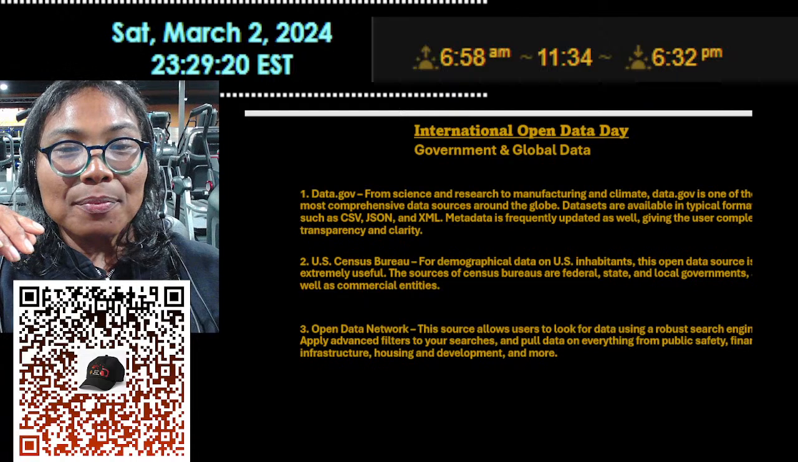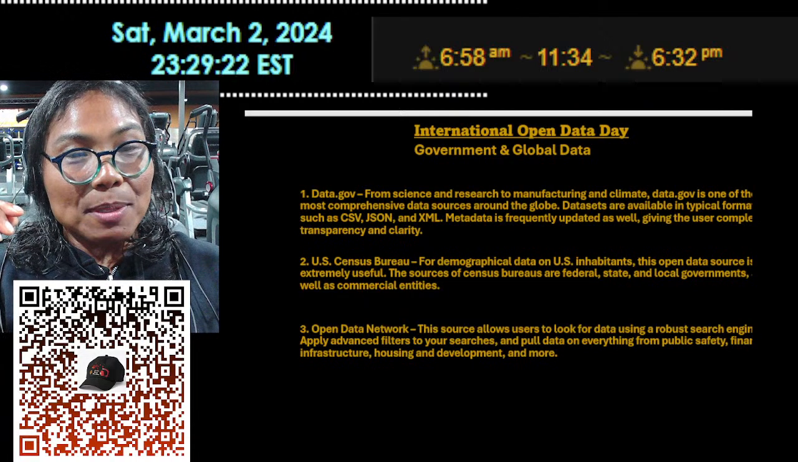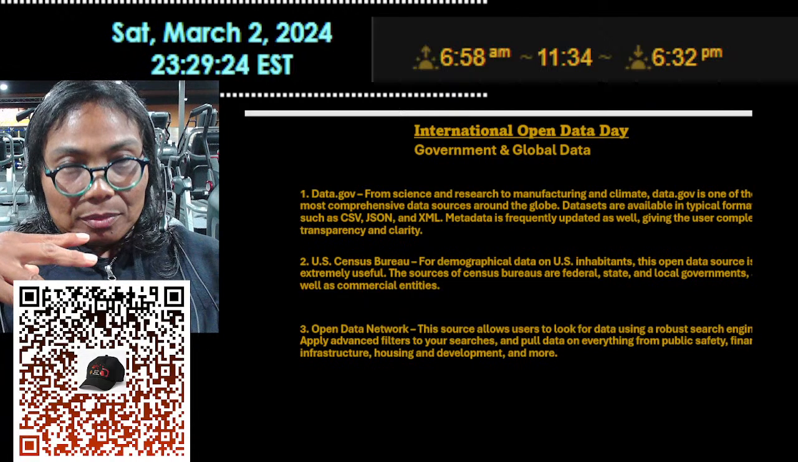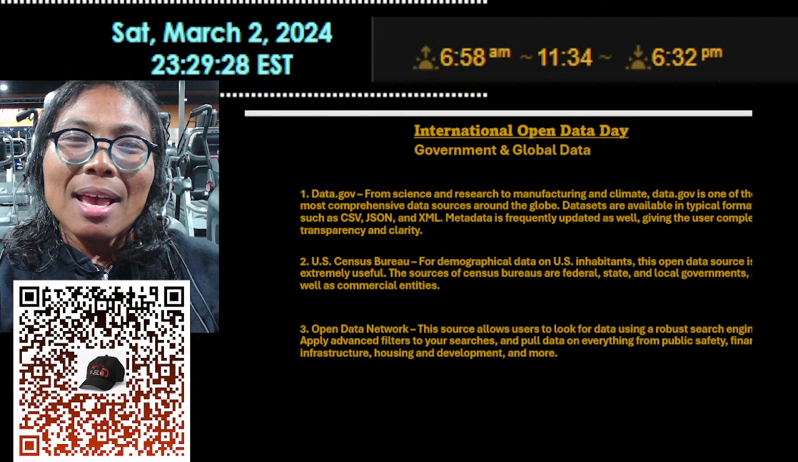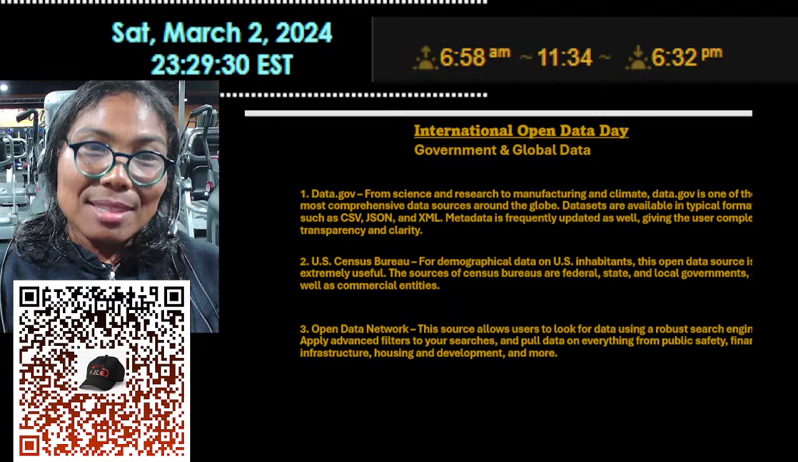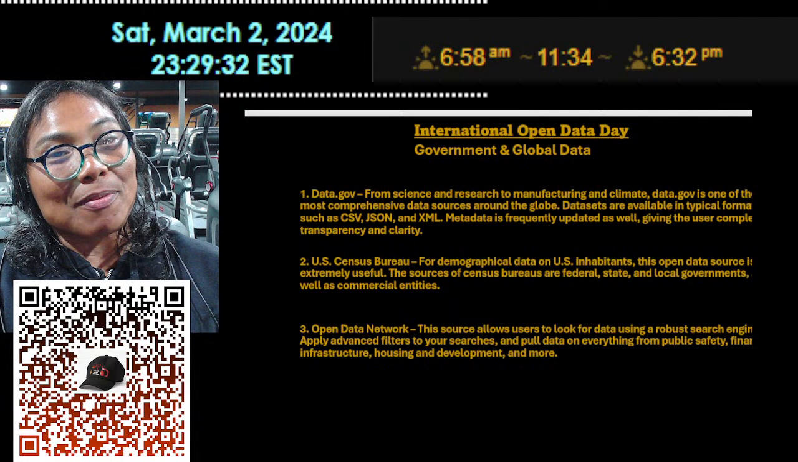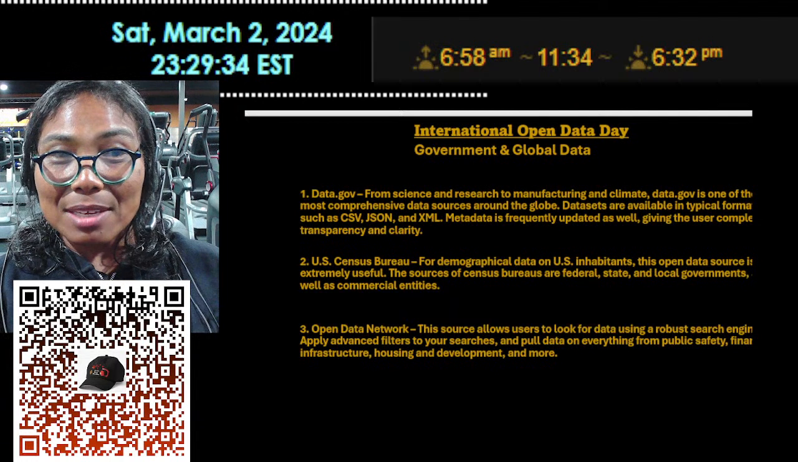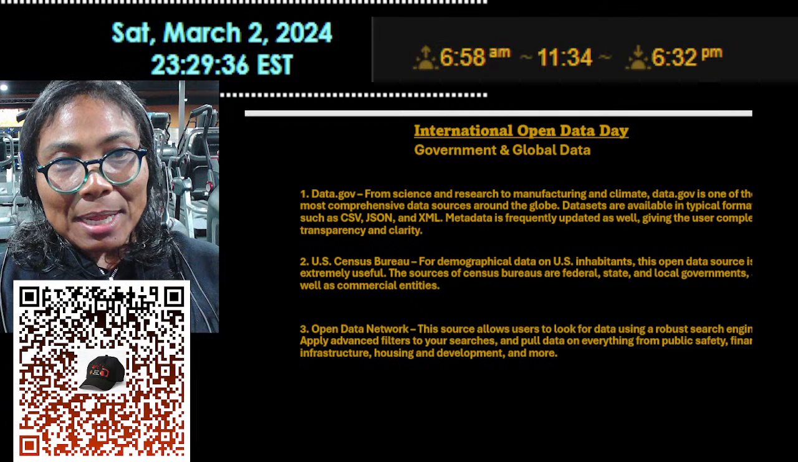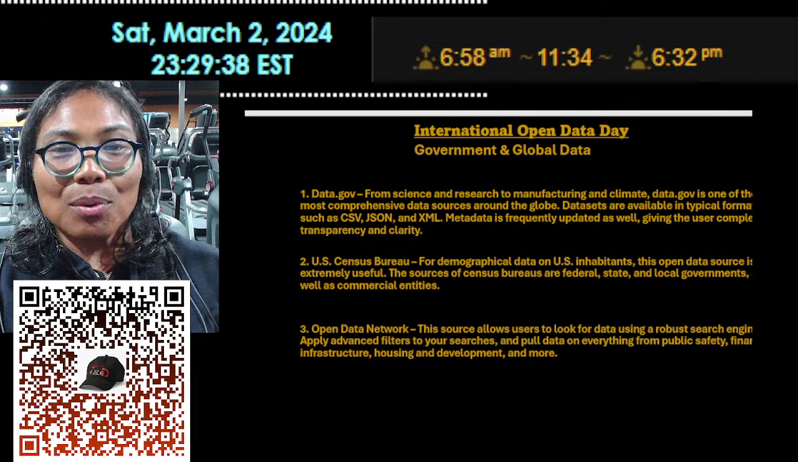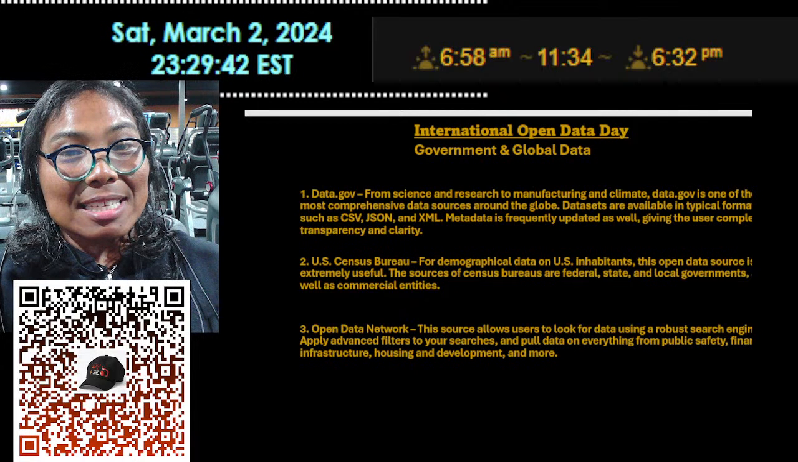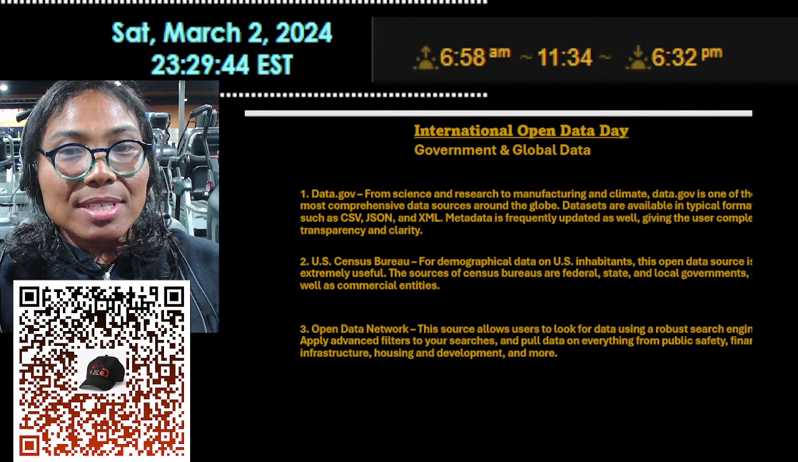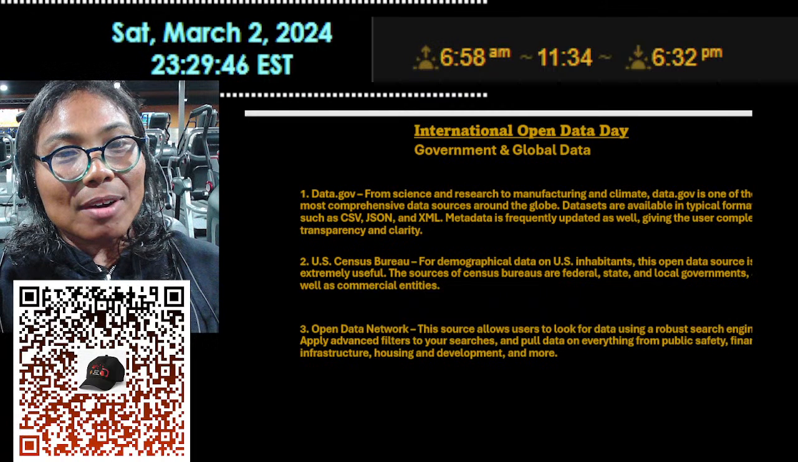Also, another great open data platform is the U.S. Census Bureau, and I have to admit, just keep in mind that the information is only based on the information that's provided. Some of it may not be true. There may be lots of missing information, and people, places, persons, and things that are not accounted for. It gives you demographic data on U.S. inhabitants, and it can be very useful. The sources of the Census Bureau are federal, state, and local governments, as well as commercial entities.